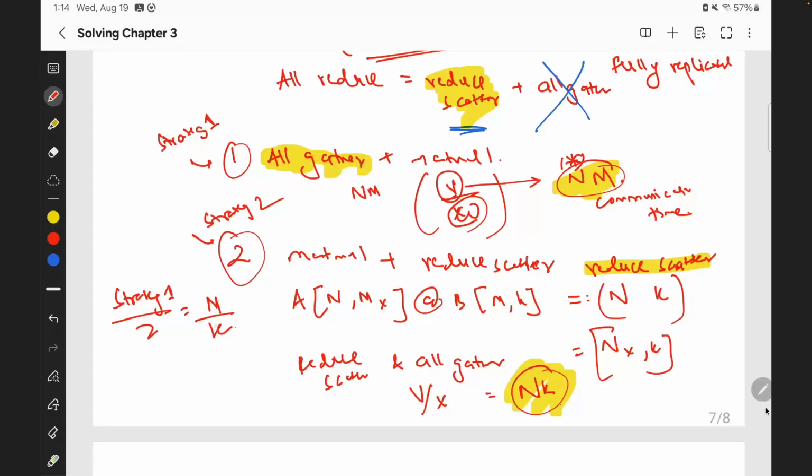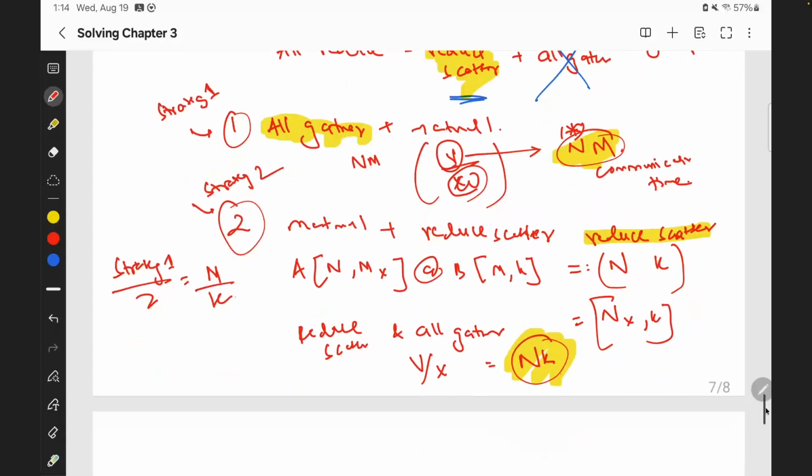So if your m is greater than k, prefer doing strategy 2, because then you will be paying less price. But if m is less than k, then prefer doing strategy 1, because here we'll be doing less communication.